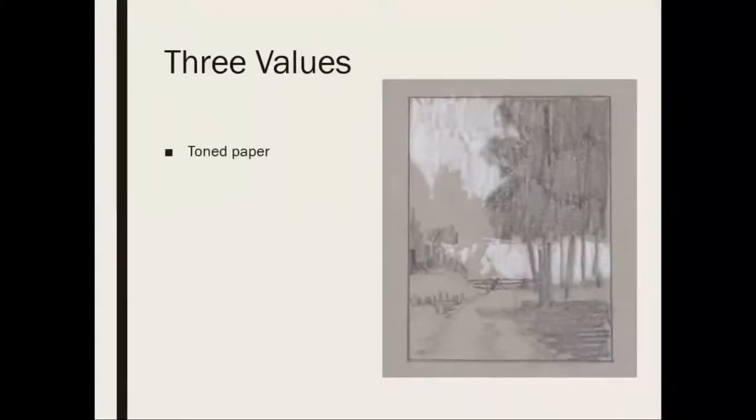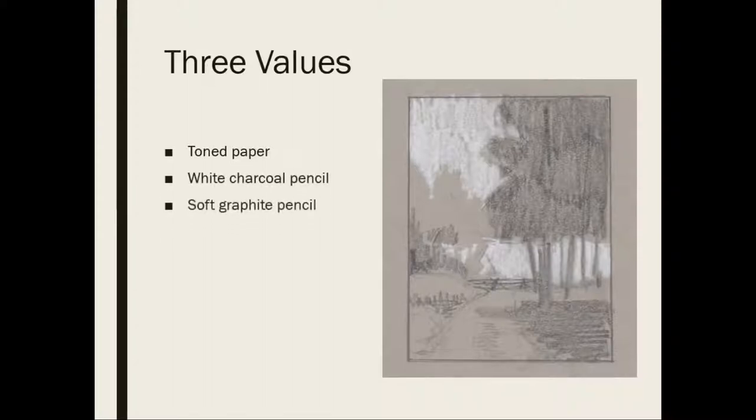Now, three values is also very useful. I like to use toned paper for thumbnail sketches, especially when I'm doing plein air. The toned paper gives me the first value. It's a mid value. And then I'll use a white charcoal pencil and a soft graphite pencil. That gives me my darks and my lights. So lights, mid-tones, and darks. This helps you focus in on the shapes rather than the things, and it allows you to see the design elements more clearly.